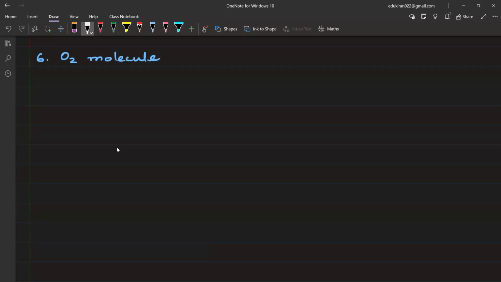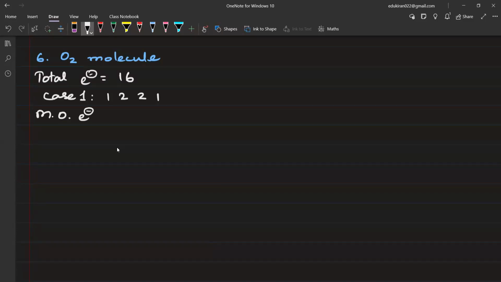चलिए O2 मॉलिक्यूल. O2 मॉलिक्यूल, so total number of electrons 16. 16. Very good, 16. Case 1, case 2? Case 1. हाँ, केस 1 आ गया. अब तो N2 काम नहीं आने वाला मरियम, है ना. ठीक है, केस 1. केस 1 में क्या होगा? 1 2 2 1 1 2 2 1. चलिए, तो मॉलिक्यूलर ऑर्बिटल इलेक्ट्रॉनिक कॉन्फ़िगरेशन स्टार्ट हो जाइए.